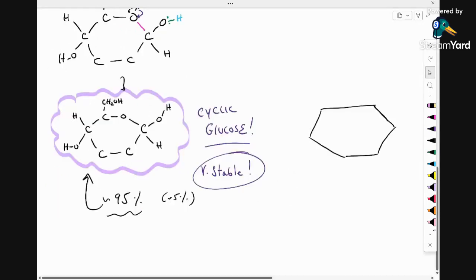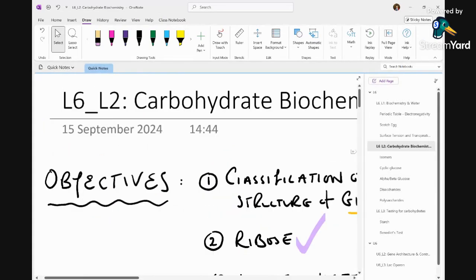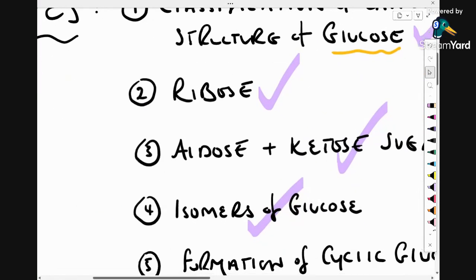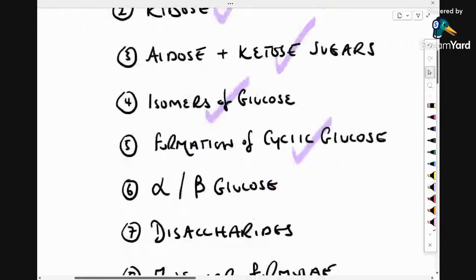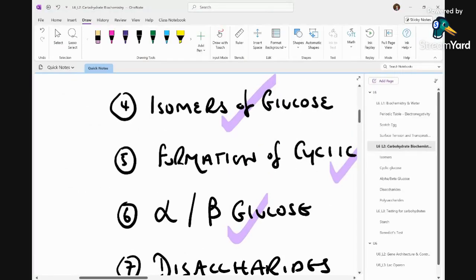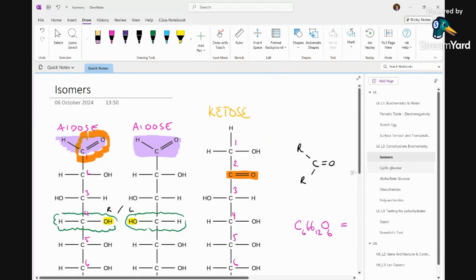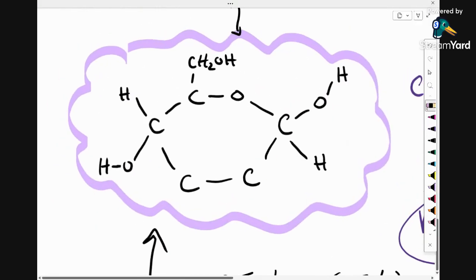So moving back to our checklist, back to carbohydrates, here we go. We have now covered formation of cyclic glucose. What we're now going to talk about is point 6, which is alpha and beta glucose. So I'm going to tick those off now. And I'm going to go back to my drawing here, and we're going to look at this structure.